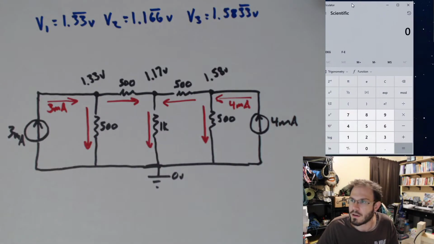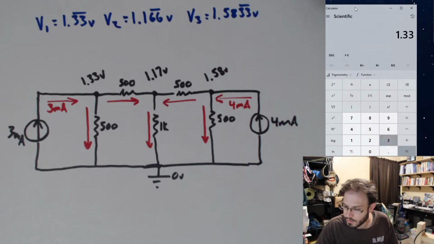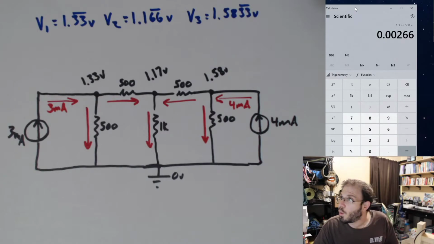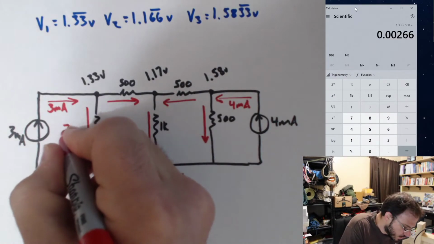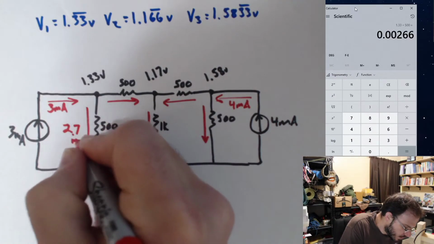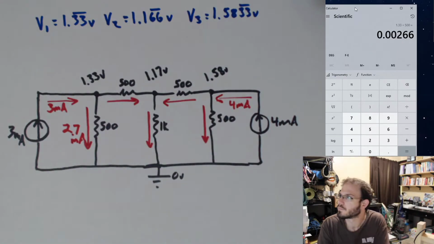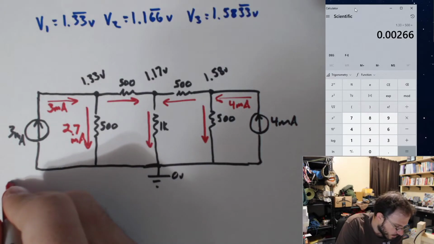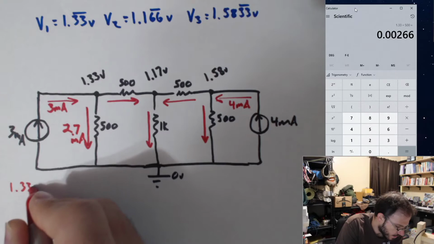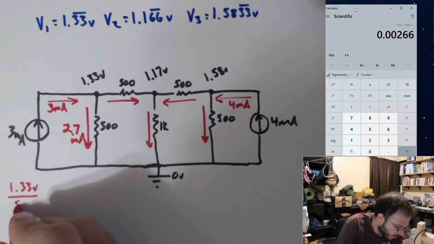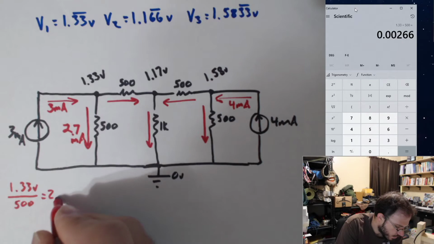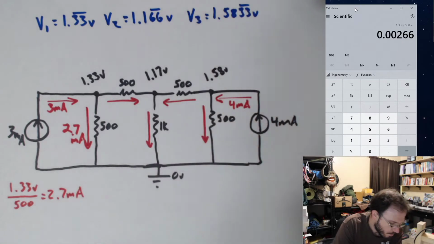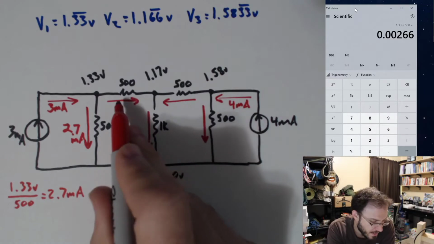Let me pull up my calculator over here. 1.33 divided by 500 gives us 2.66 milliamps. Let's call that 2.7 milliamps. I'll write it over here on the side: 1.33 volts divided by 500 equals 2.7 milliamps. Okay, what about this other one?